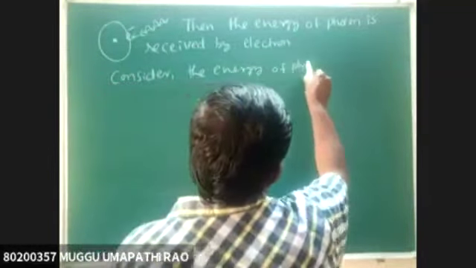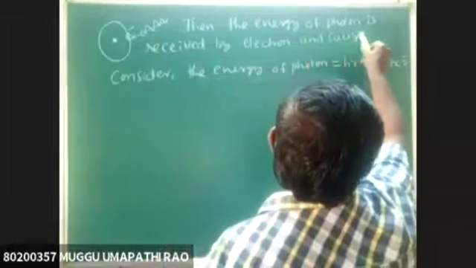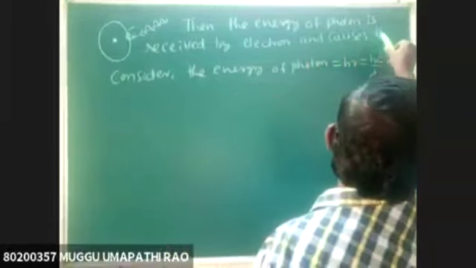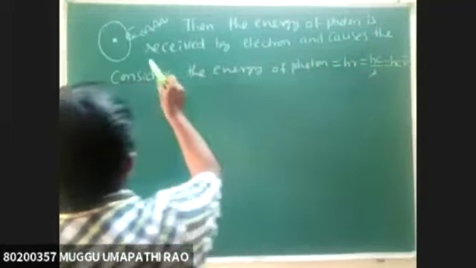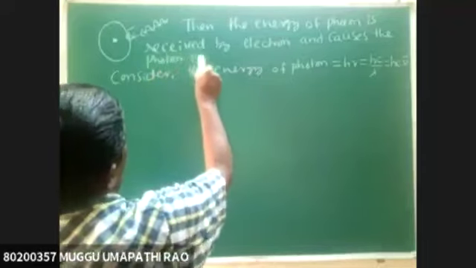Consider the energy of the photon is equal to h mu, you know very well, or c by lambda, or mu is equal to c by lambda, or c mu bar. Then the energy of the photon is received by the electron and causes the photon to disappear.